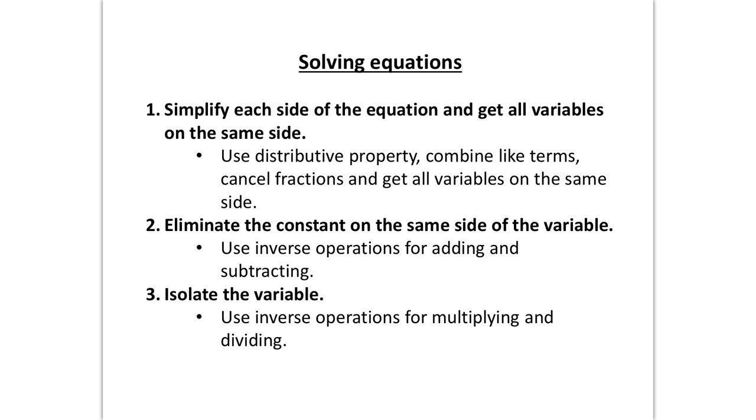And step number 3, you want to isolate the variable. Isolate means you want to get that variable by itself. So you might have something like this in your equation. Let's say you have 3x equals 9. Well, you have to look what is happening with the 3 and the x. When you guys see this right here, that means that you are multiplying the 3 and the x. So the opposite of multiplication will be division. And that's the inverse operation of multiplication.